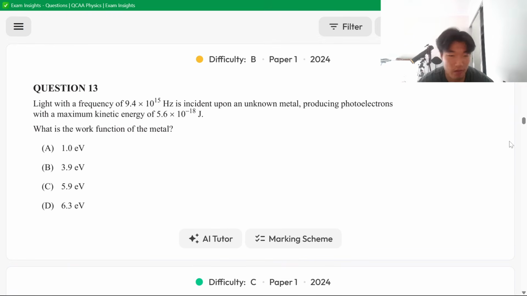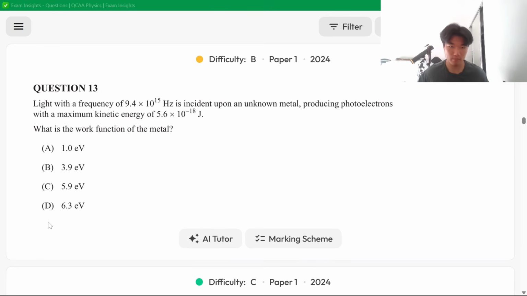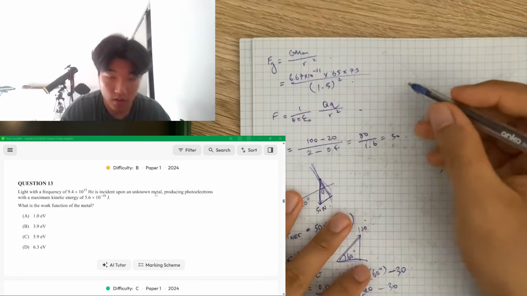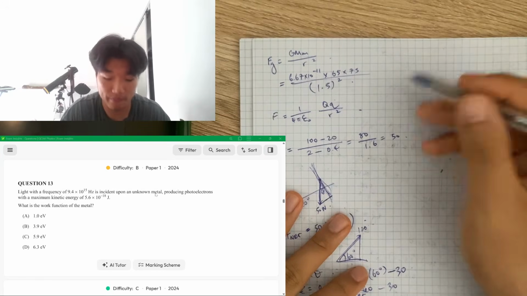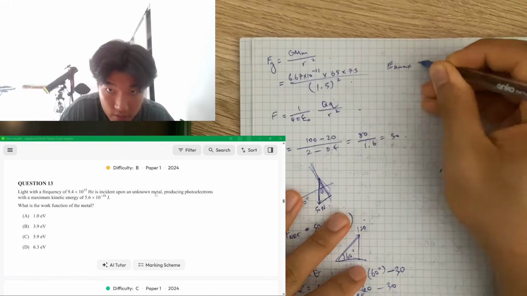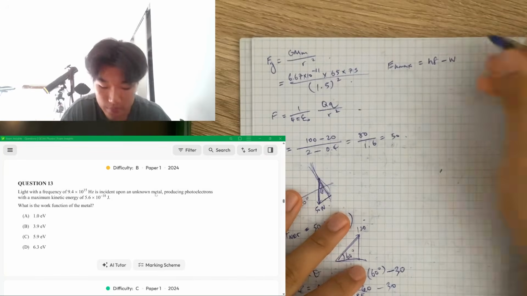Light with a frequency of 9.4 times 10 to the 15 hertz is incident upon an unknown metal, producing photoelectrons with a maximum kinetic energy of 5.6 times 10 to the negative 18 joules. What is the work function? So in this case, we have EK max equals hf minus the work function, right?